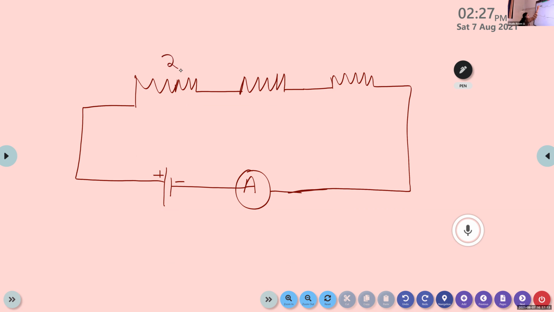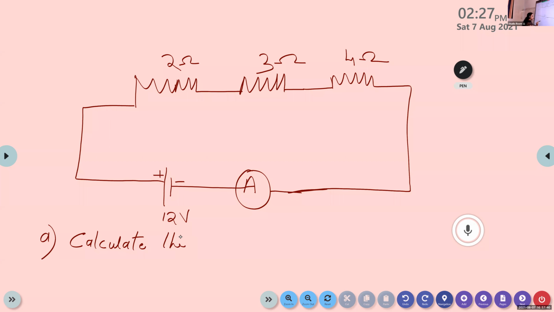Here, 2 ohm, 3 ohm, and 4 ohm. And it is connected to a cell of voltage 12 volt. The questions are: calculate the total resistance of the circuit.